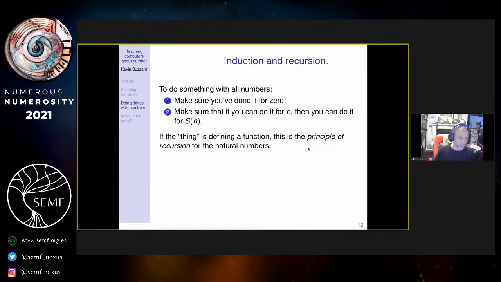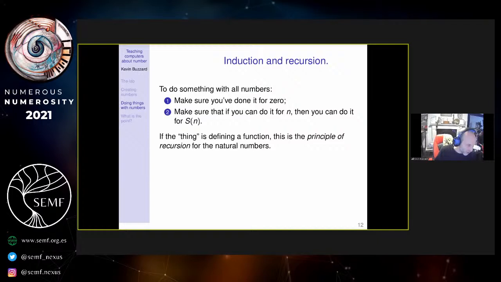So now I'm still talking vaguely because I'm talking about this thing. What is this thing I'm trying to do with numbers? There's basically two things we want to do with numbers in a computer proof checker. I'll now separate out the two things, because they have different names mathematically. They turn out to be one thing in Lean, but mathematicians regard them as two different things.